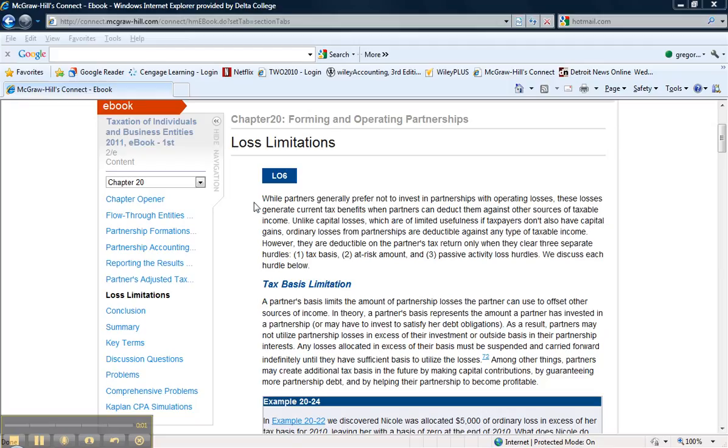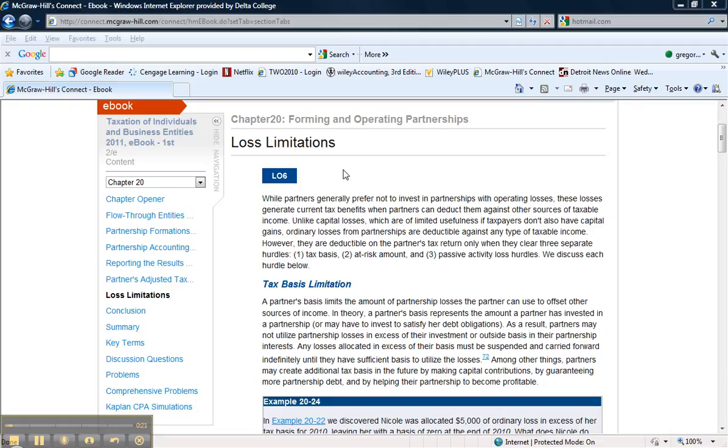Loss limitations is the topic of Learning Objective 6. What we're getting at here is when partnerships have tax losses for a year. We've talked about how income or losses flow through to the partners based on their profit sharing percentages.